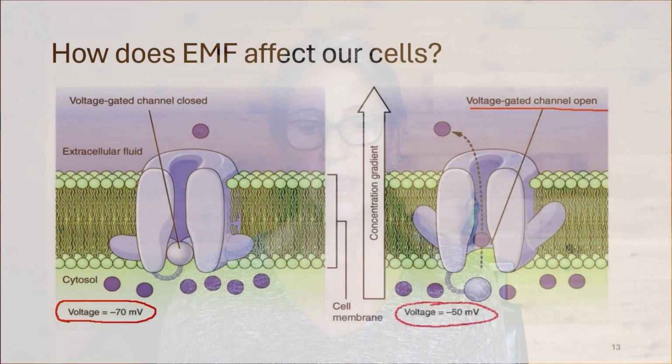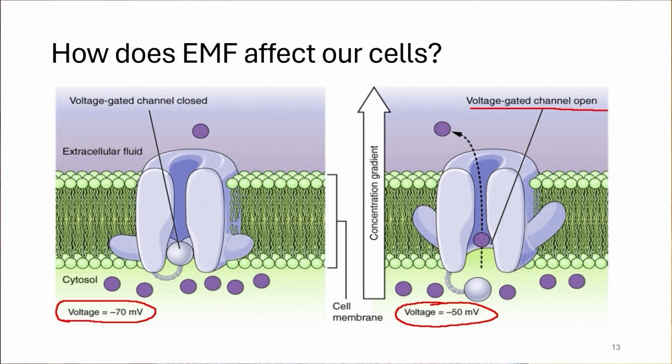It's all based on charge. So when we have electromagnetic fields, it can affect the charge of the cells. One of the primary ways it does it is through voltage-gated calcium channels. In this diagram, I'm showing a typical voltage-gated channel inside of a membrane.